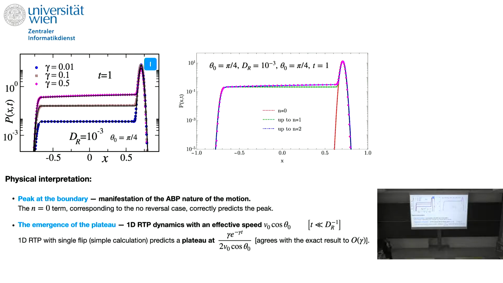For example, if you look at the x component of the direction, you see this peak at the boundary, and then you have a plateau. This short time behavior you can explain quite well, because this peak is like your ABP kind of motion, like an active Brownian particle. And this plateau is coming from the directional reversal. In fact, you can take a 1D model, a 1D RTP along this theta direction, and even with a small calculation you will get this plateau. If you go to higher order, you can even get this one.